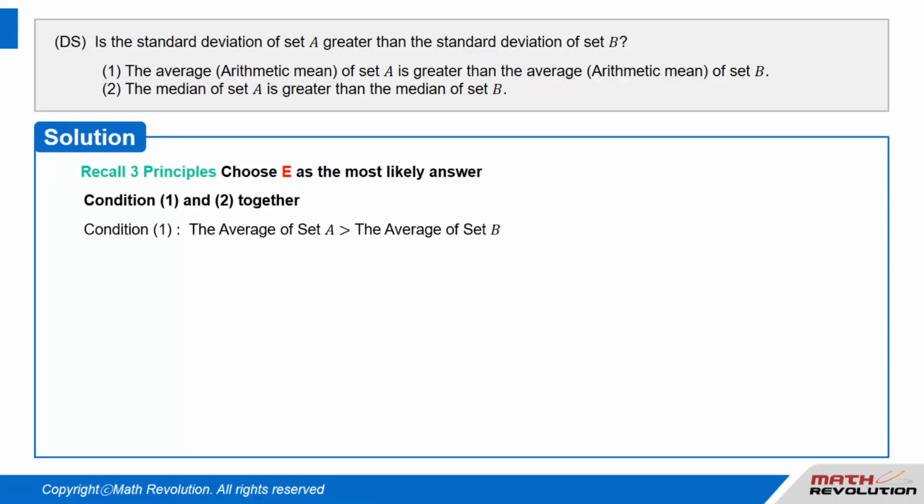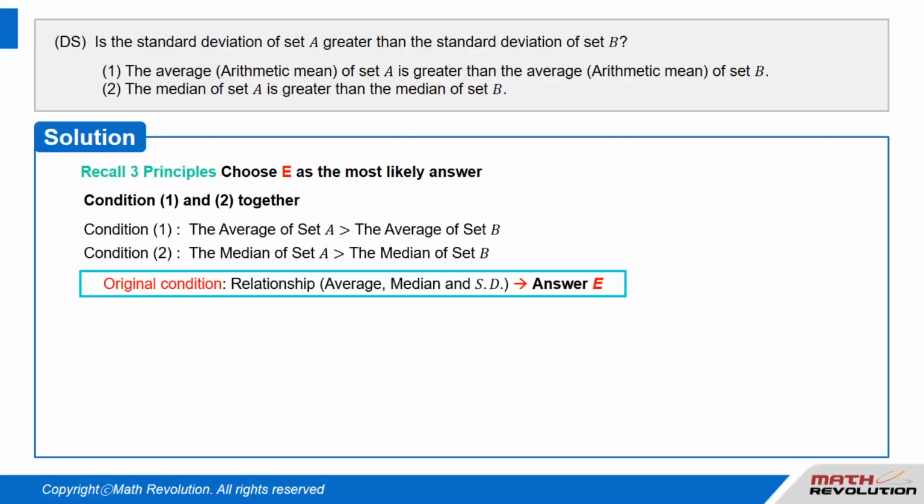Let's take a look at both conditions together. Condition 1 tells us that the average arithmetic mean of set A is greater than the average arithmetic mean of set B. Condition 2 tells us that the median of set A is greater than the median of set B. Generally, if the relationship between the average, the median, and the standard deviation is the original condition, then E is the most likely answer.